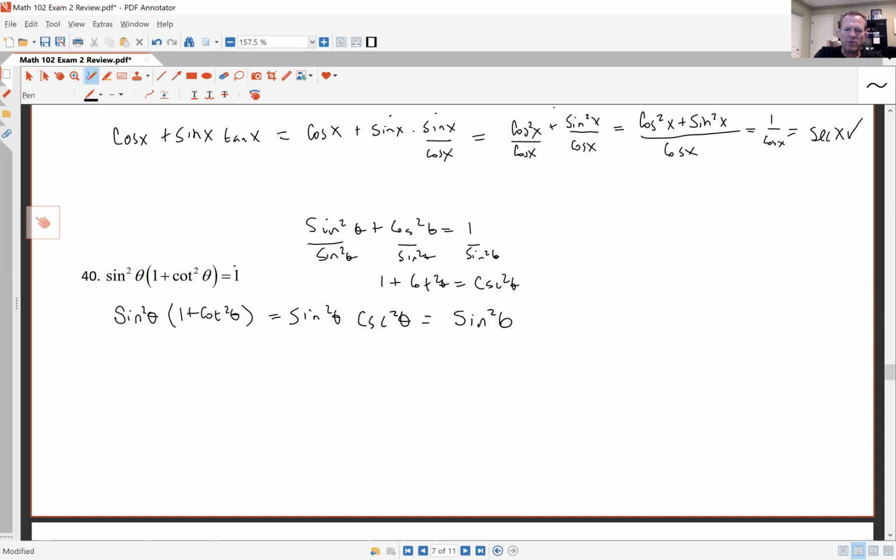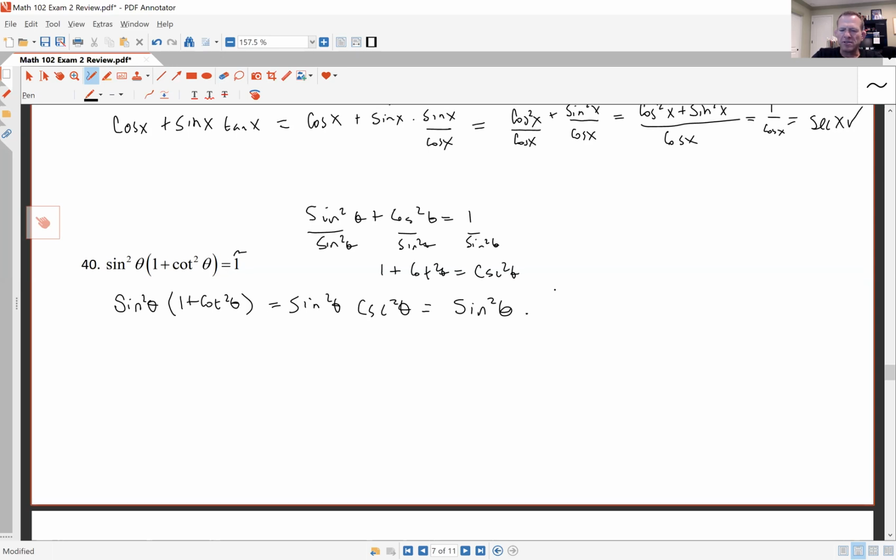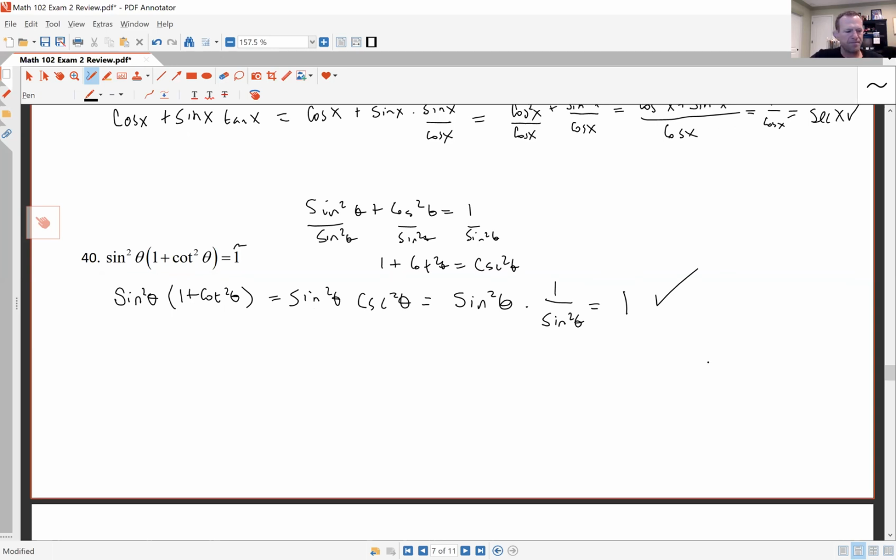Now we know we want this to be equal to 1, so somehow this has to be equal to 1. And the way to see that is the cosecant squared is the reciprocal of sine squared. And anytime you multiply an expression by its reciprocal, you get 1. So that identity has been verified.